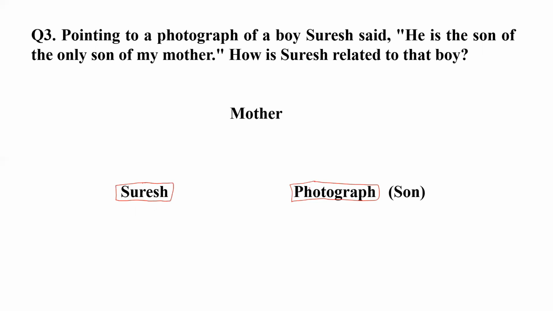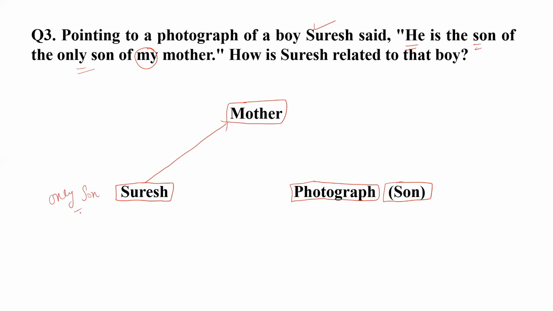Then it is being said that he, meaning the photograph, is the son of someone. He is the only son of my mother. Here, my refers to Suresh. So Suresh is talking about his mother, who has the higher status relationship. That's why we are writing here mother of Suresh. So Suresh is telling that his mother has only one son. That means that only son should be Suresh.